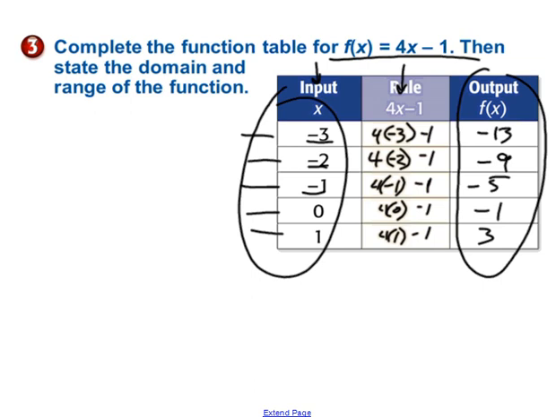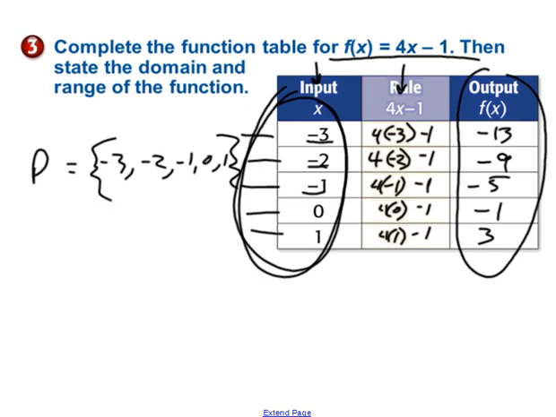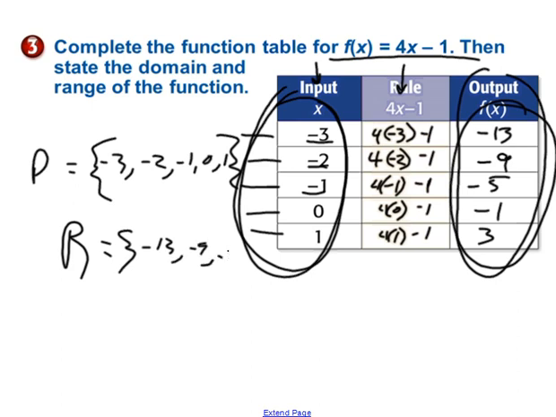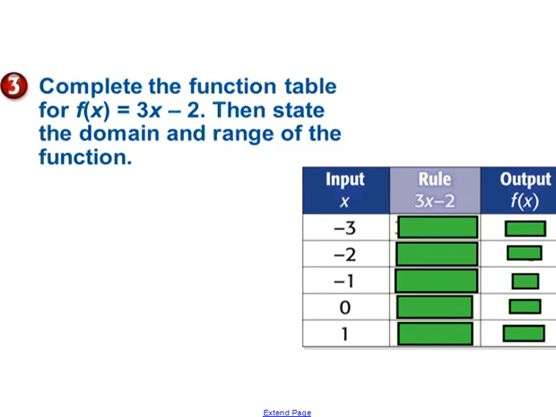Okay, now my inputs are called the domain. So my domain is equal to negative 3, negative 2, negative 1, 0, and 1. That's my domain. My range, which is my outputs, is equal to negative 13, negative 9, negative 5, negative 1, and 3. Those are my outputs, or my range. So we've got domain and range there.